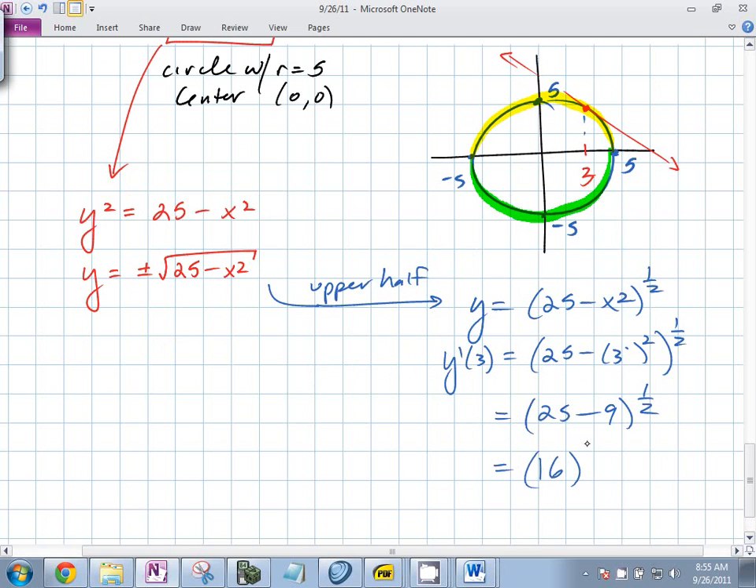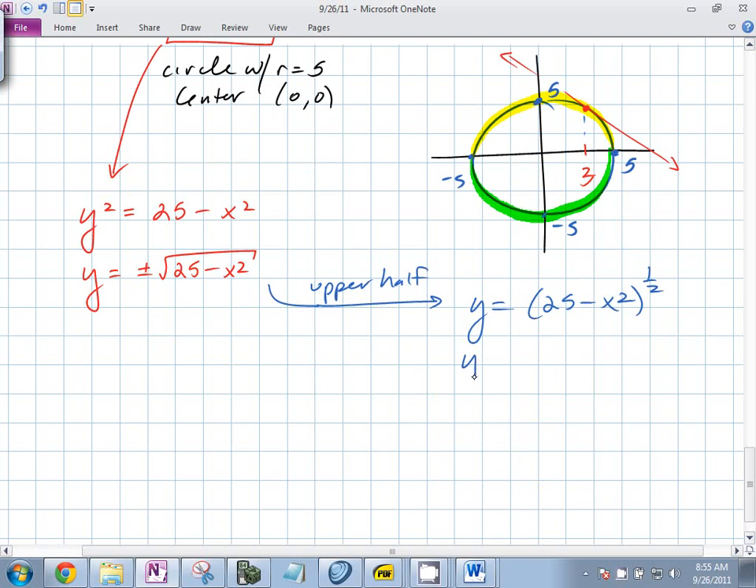Wait, you didn't even do it. Oh, I need to do the derivative. You're absolutely right. Good catch. So if we do y prime, we have 1/2, 25 minus x squared to the negative 1/2. I'm not done. What do I need on the outside? 2x. Negative 2x, good.